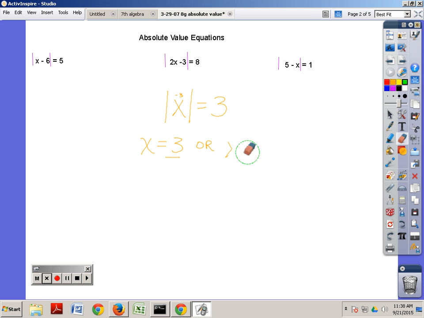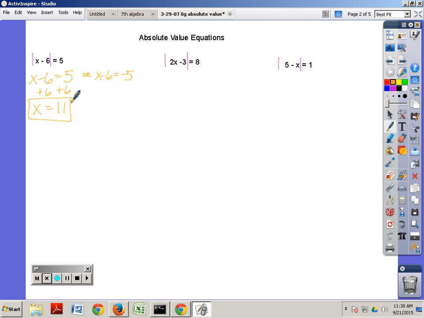So if we look at a more complicated version, you have the absolute value of x minus 6 equals 5. So either x minus 6 equals regular 5, or x minus 6 equals negative 5. And then we solve each of those independently. So plus 6 plus 6. So x could equal 11. Or plus 6 plus 6, x could equal 1. So those are our two answers. X equals 11 or x equals 1.